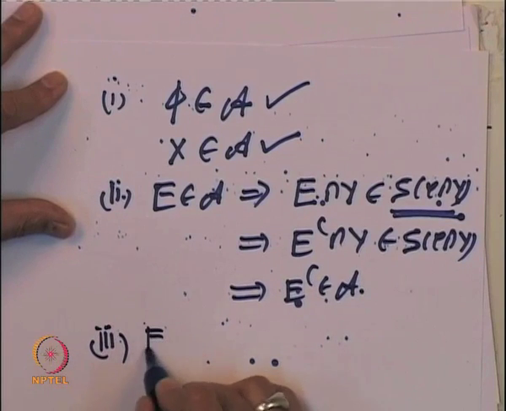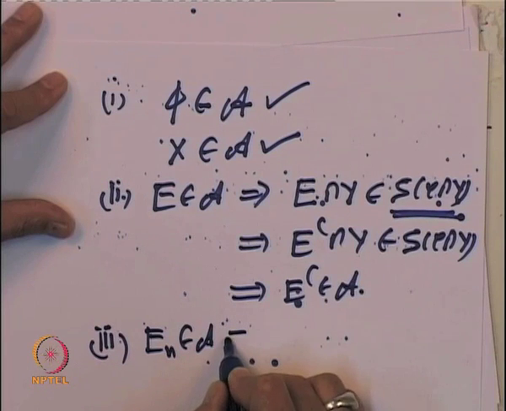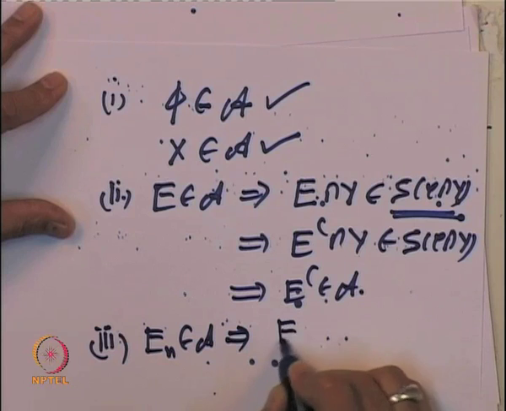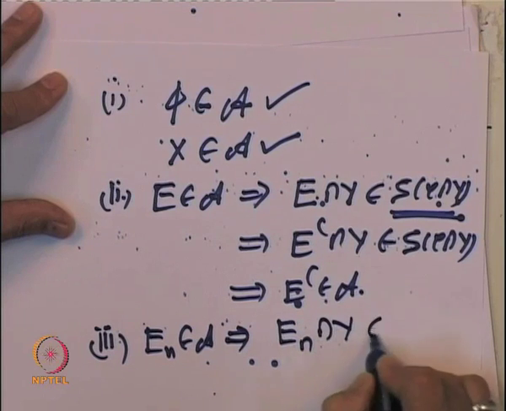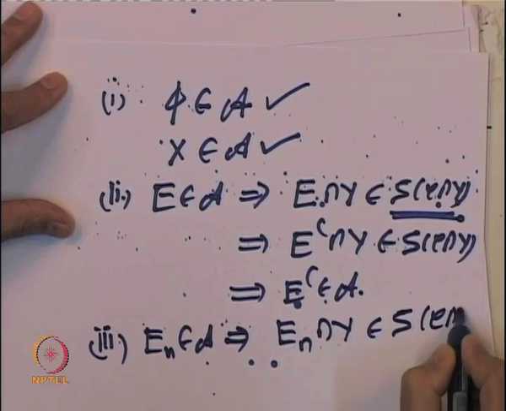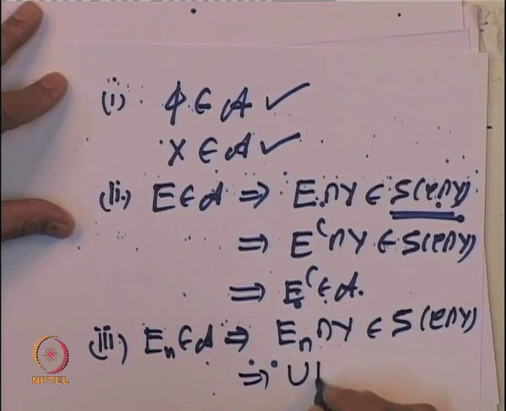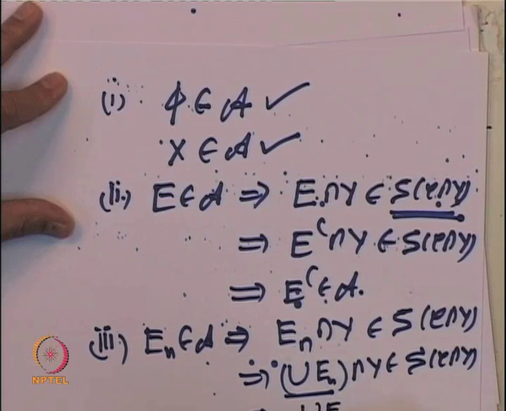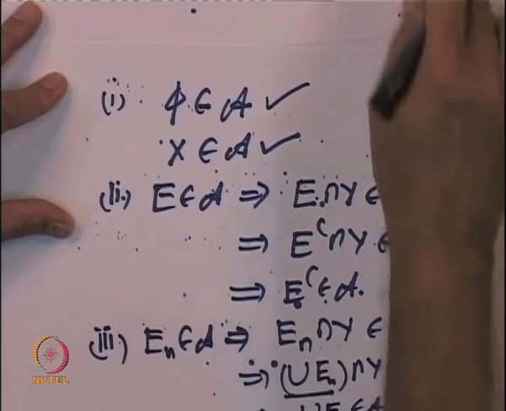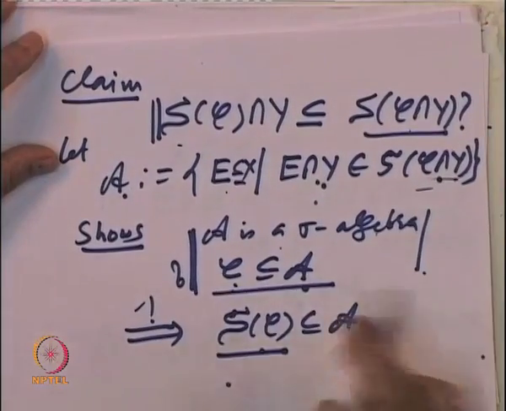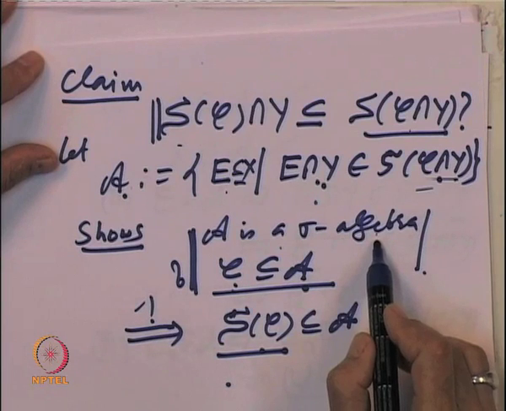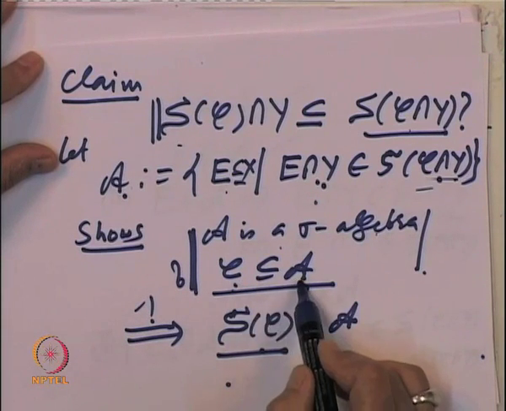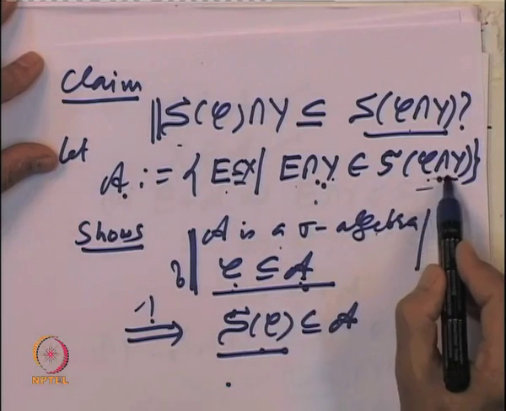and similar arguments will show that it is closed under unions also. So, E_n's belonging to A will imply E_n intersection Y belongs to this sigma algebra, and hence the union of E_n's intersection Y also belongs to the sigma algebra, and hence this set, union E_n, belongs to A. So, this proves clearly that A is a sigma algebra, and clearly C is inside A, because E intersection Y in that case will belong to this.